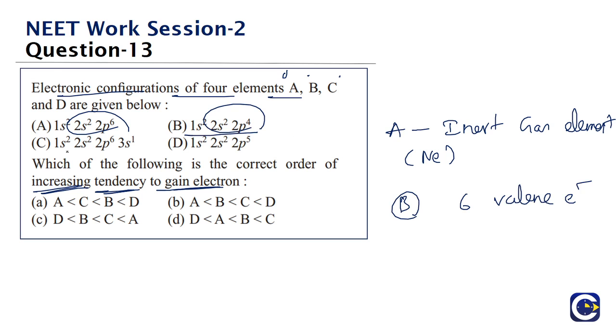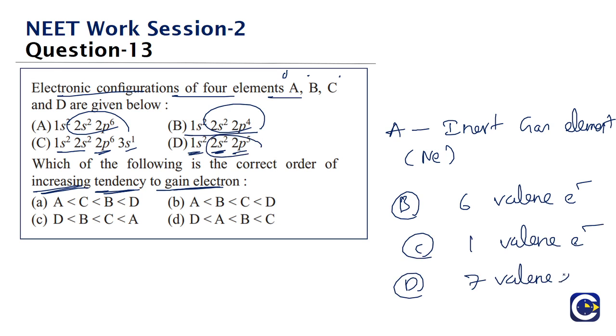What is C? 1s2, 2s2, 2p6, 3s1. So C has 1 valence electron. Then what about D? 1s2, 2s2, 2p5. What is this? This is fluorine. Okay, so D has 7 valence electrons.